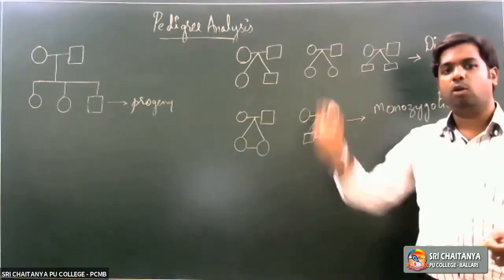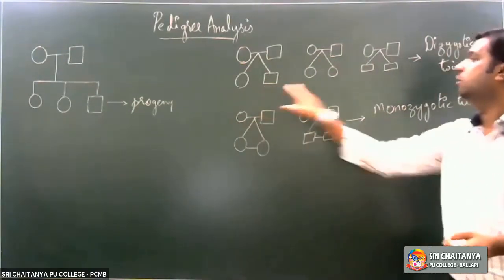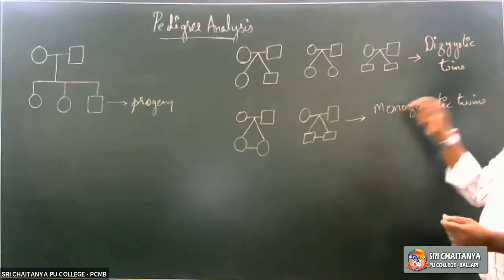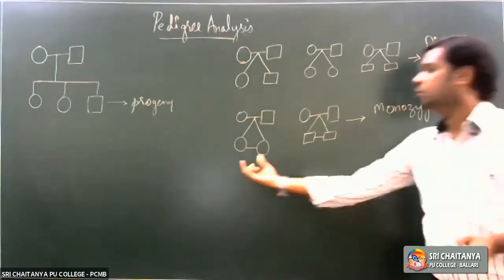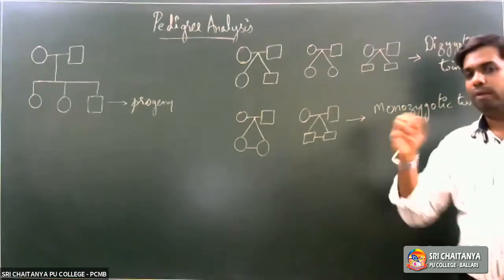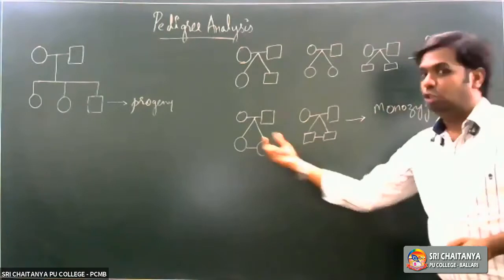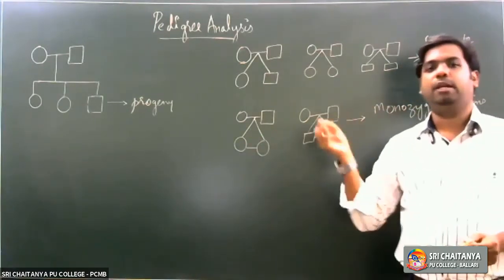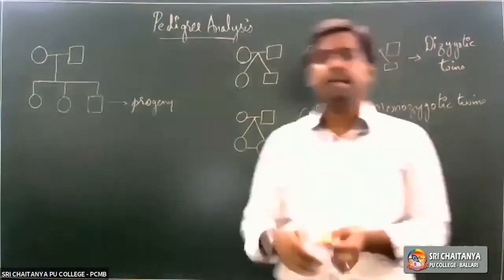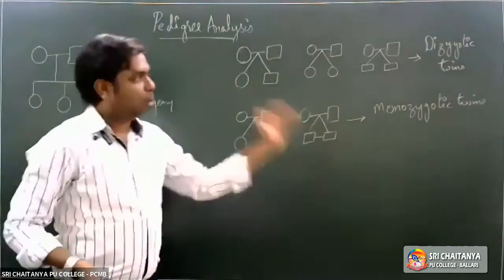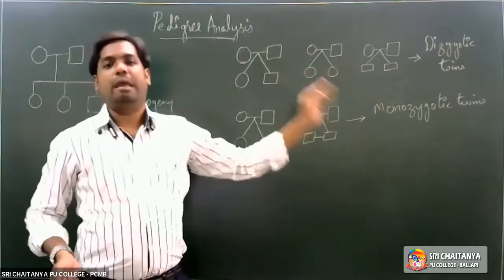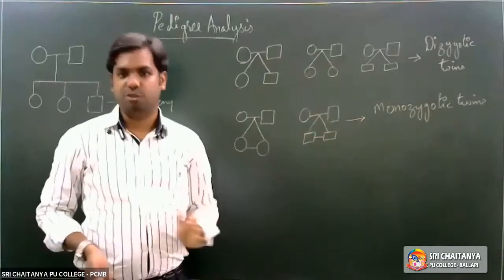In case of dizygotic twins, we do not join the two twins, whereas only in case of monozygotic twins, we join the two twins. So whenever you find that the two individuals or the two offspring are joined together, automatically you have to come to a conclusion that these individuals are monozygotic twins, or they are said to be identical twins, right?